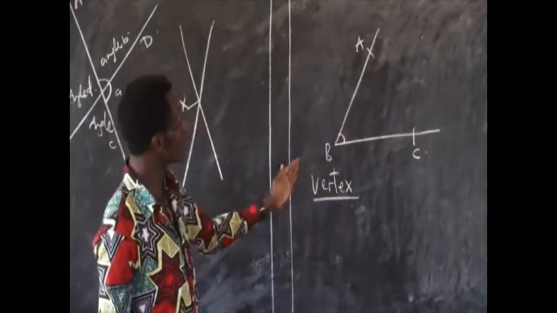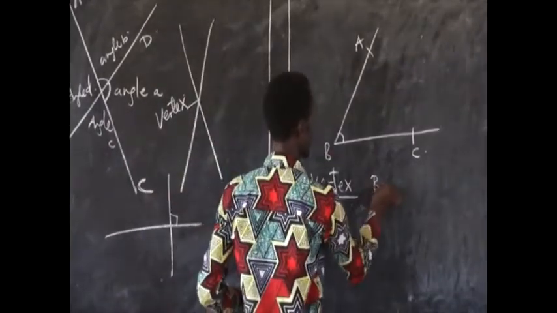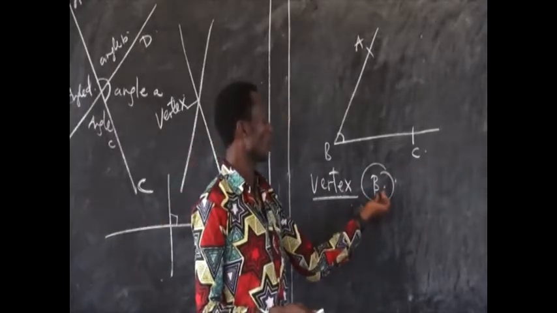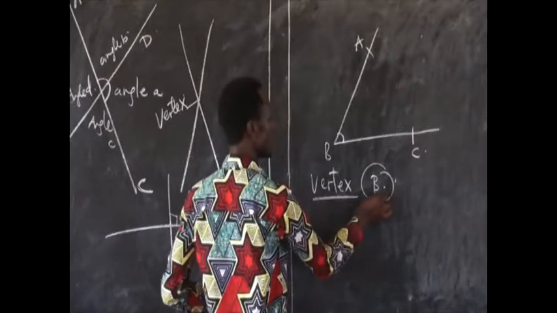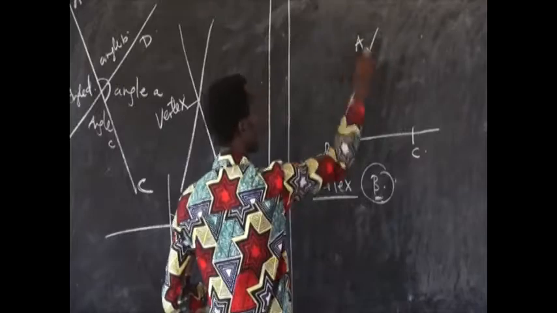Now when you look at this, you will definitely find B is the vertex. Now B is the vertex. So this gives the name of an angle. That is to say, this should be at the middle. When writing the name of an angle, you should put the vertex in the middle between the three points.